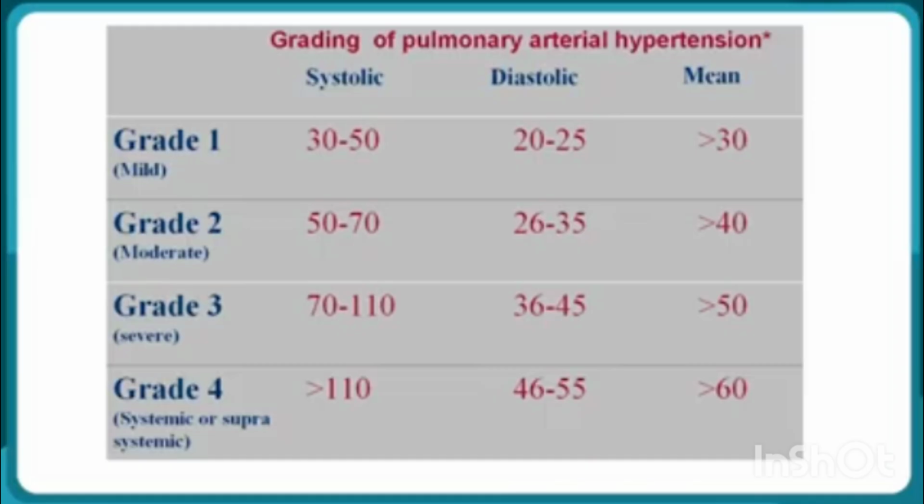Now, grading of pulmonary arterial hypertension is divided into 4 grades: Grade 1, 2, 3, 4. Grade 1 is when the systolic PA pressure is between 30 to 50. Grade 2 when it is 50 to 70. Grade 3 when it is 70 to 110. And grade 4 is suprasystemic, more than 110.